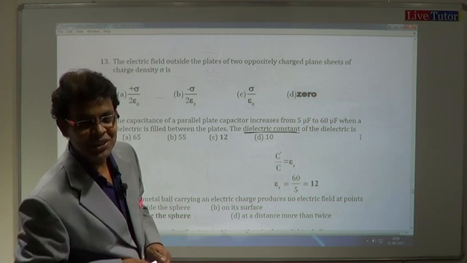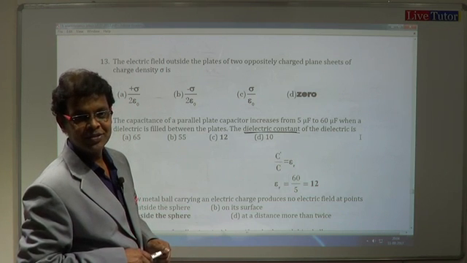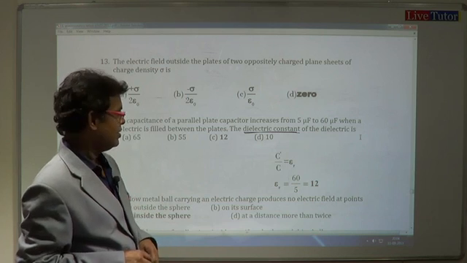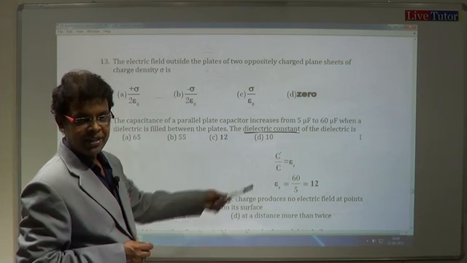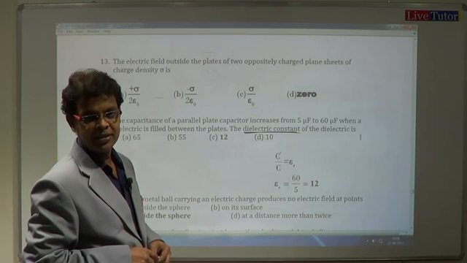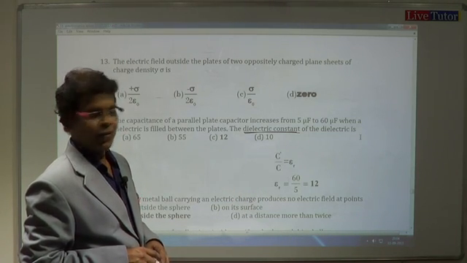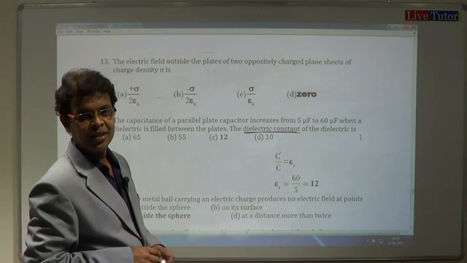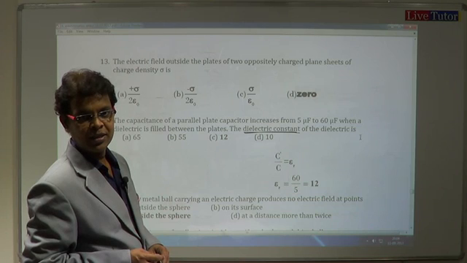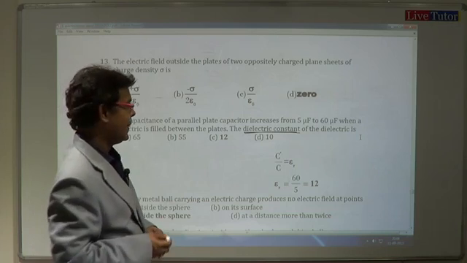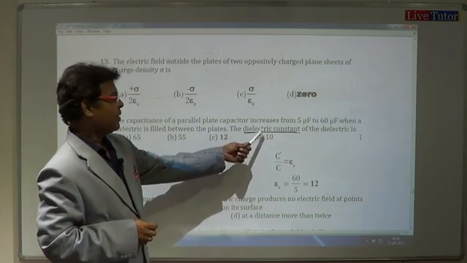Huh? What's that? I have given the answer here now. Don't you see that? அதை பார்த்தே சொல்லிடலாமே. What is the other name for dielectric constant? Relative permittivity. That's all. Relative permittivity. So, இந்த relative permittivity கேட்டிருக்காங்க.